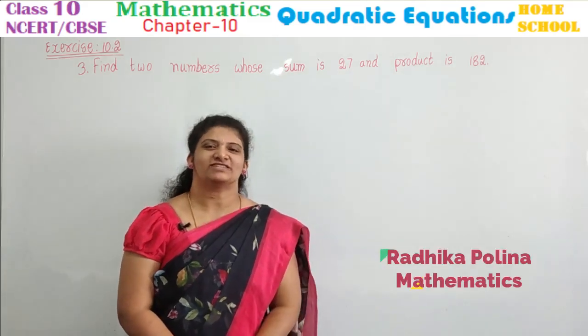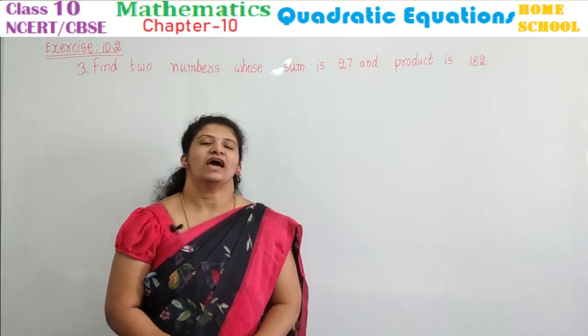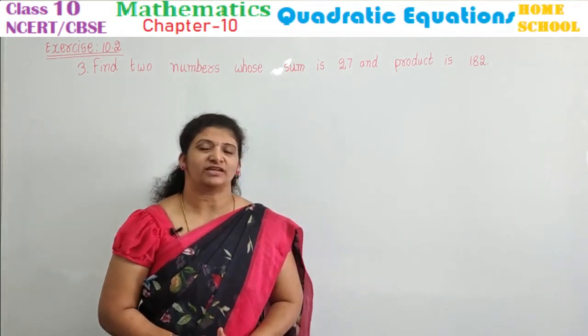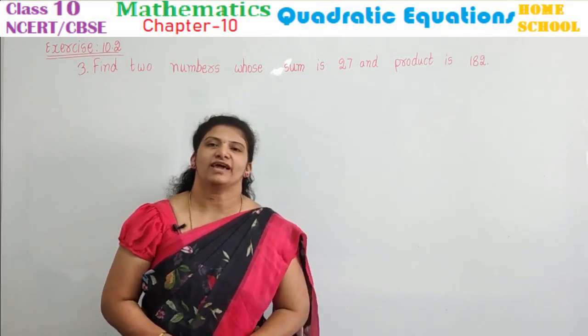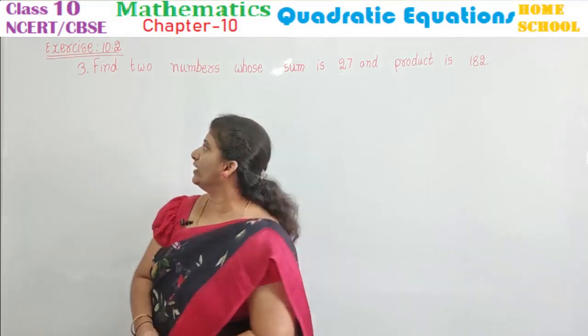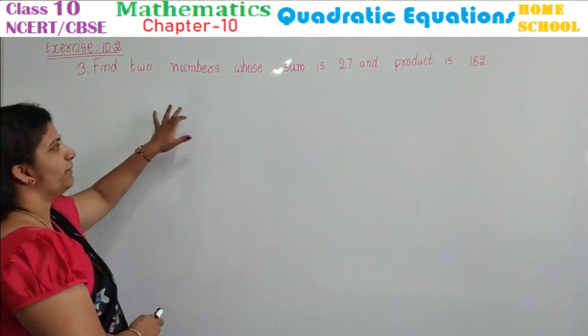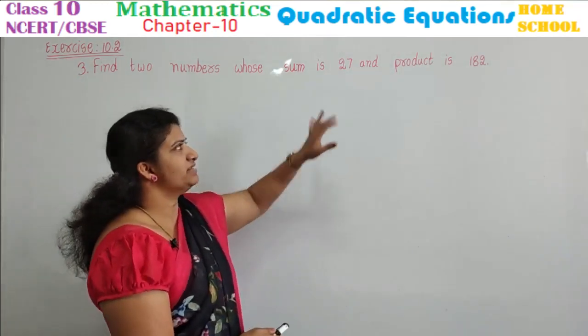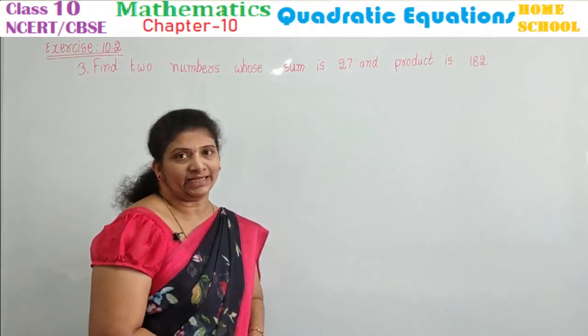Welcome to Homeschool. This is your class 10 mathematics NCERT or CBSE syllabus, and we are in a new chapter, chapter number 10, quadratic equations. Exercise 10.2. We are going to deal with the third problem now. Find two numbers whose sum is 27 and product is 182.